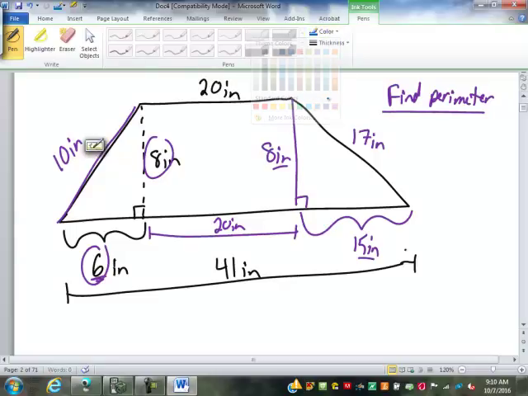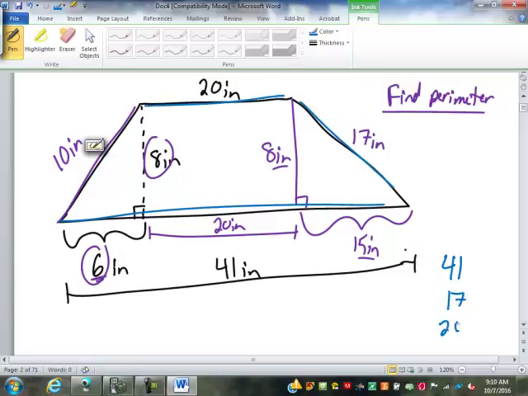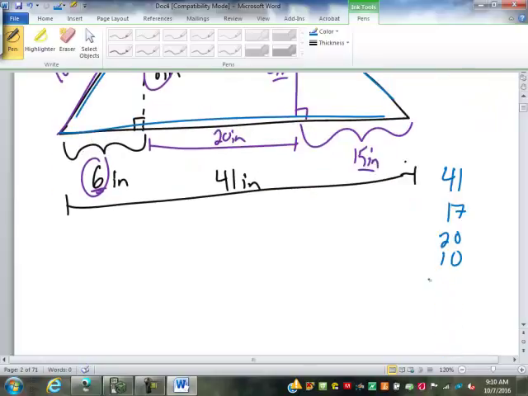So now we can add those all up. 41 plus 17 plus 20 plus 10 gives us 88 inches of perimeter.